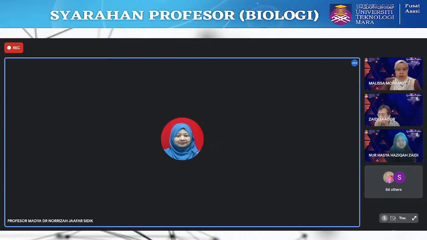So here is how cell recognition is involved. Because they have the antibodies present and also the antigens present, the antigen must match the antibodies. That's all.